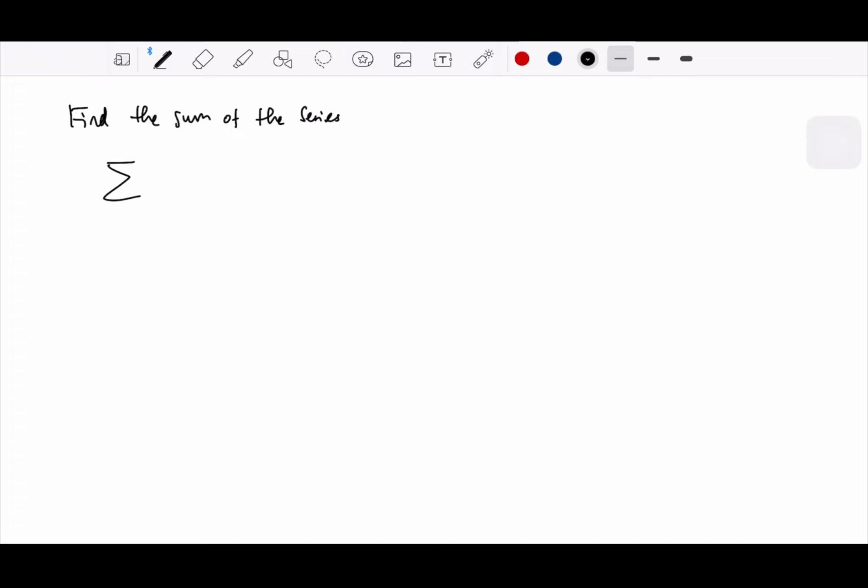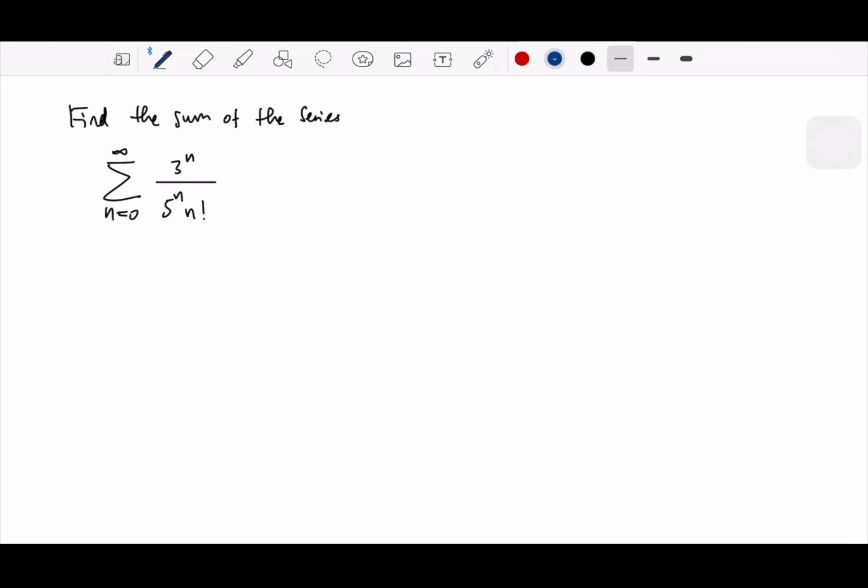Well, let me start with the series, and then we have 3 power of n, and then 5 to the power of n, and then n factorial. Okay, try to check your answer. Okay, let's start working on it. I think this is very basic, very simple.